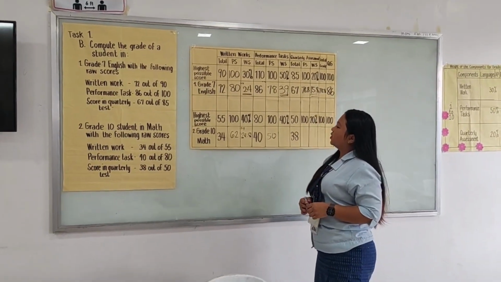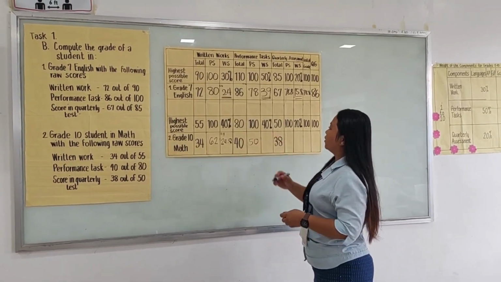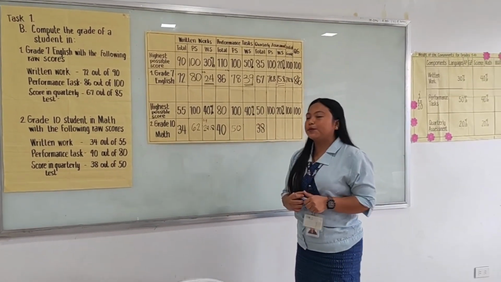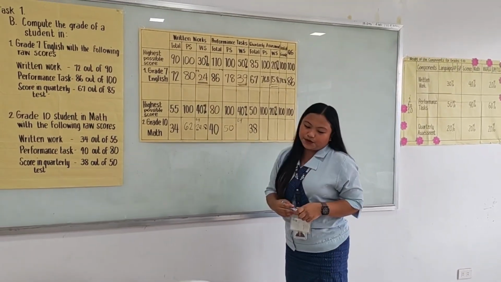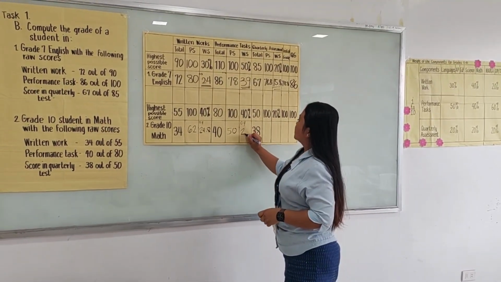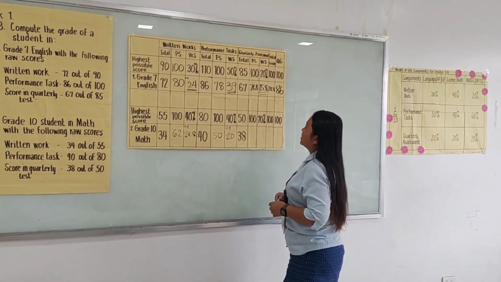To get the weighted score, we need to multiply 50 times 40%. The decimal number of 40% is 0.4. So 50 times 0.4 is 20. So 20 is the weighted score of the student in performance task.